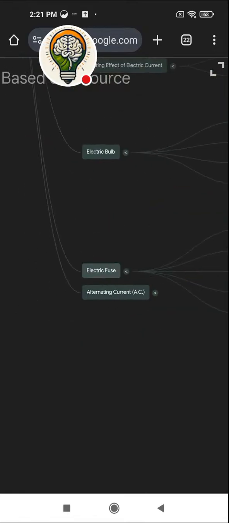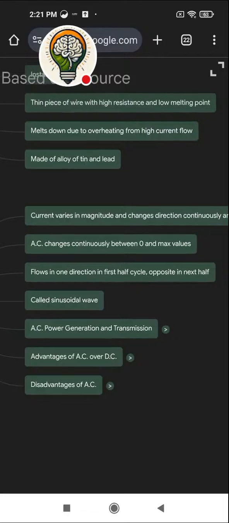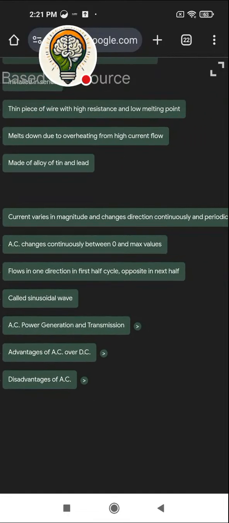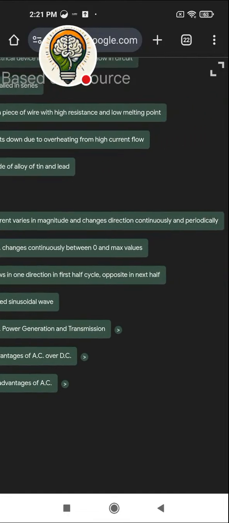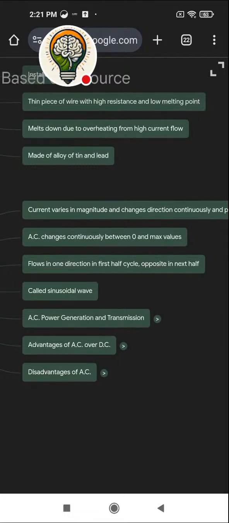Alternating current AC, the current varies in magnitude and changes direction continuously and periodically. AC changes continuously between 0 to maximum value, and flows in one direction in half cycle and opposite direction in the other half cycle, and is called a sinusoidal wave.